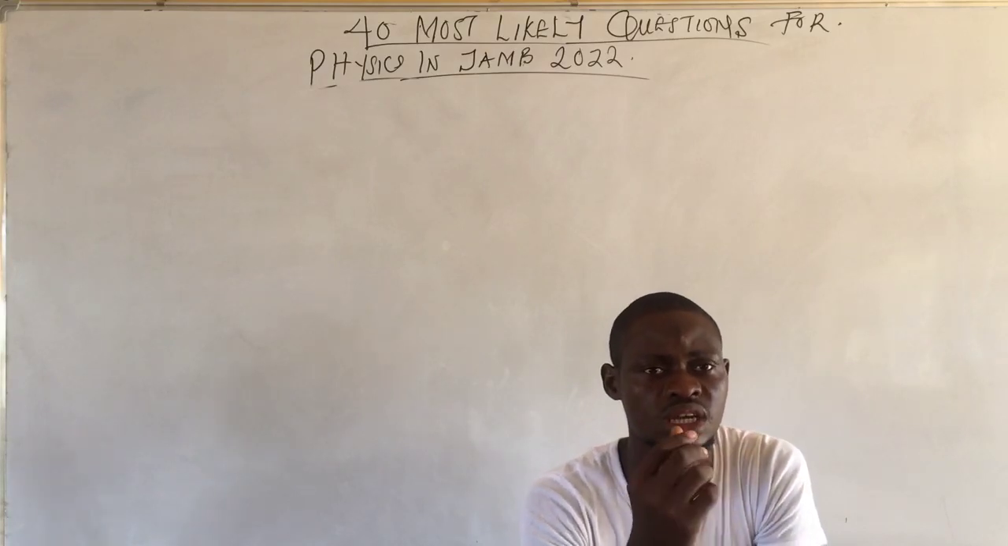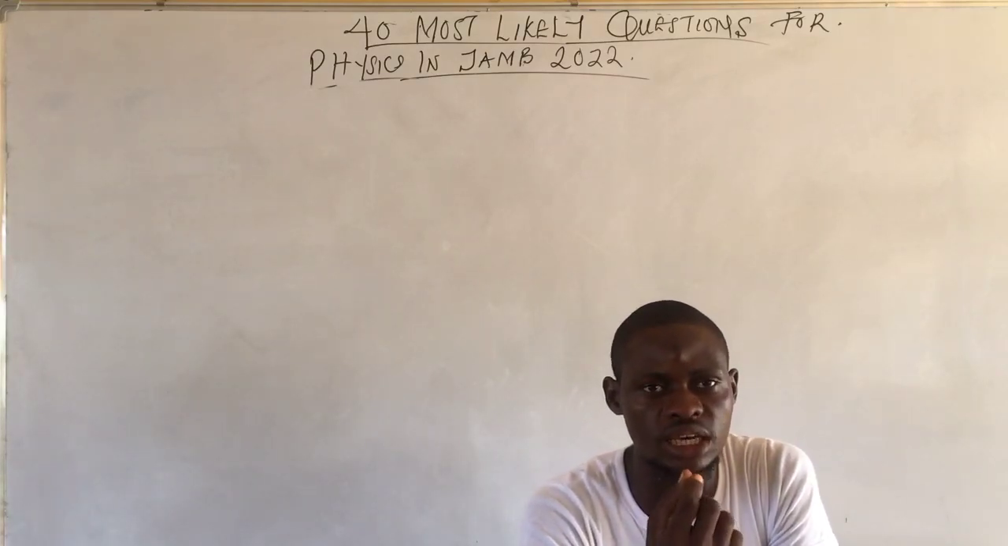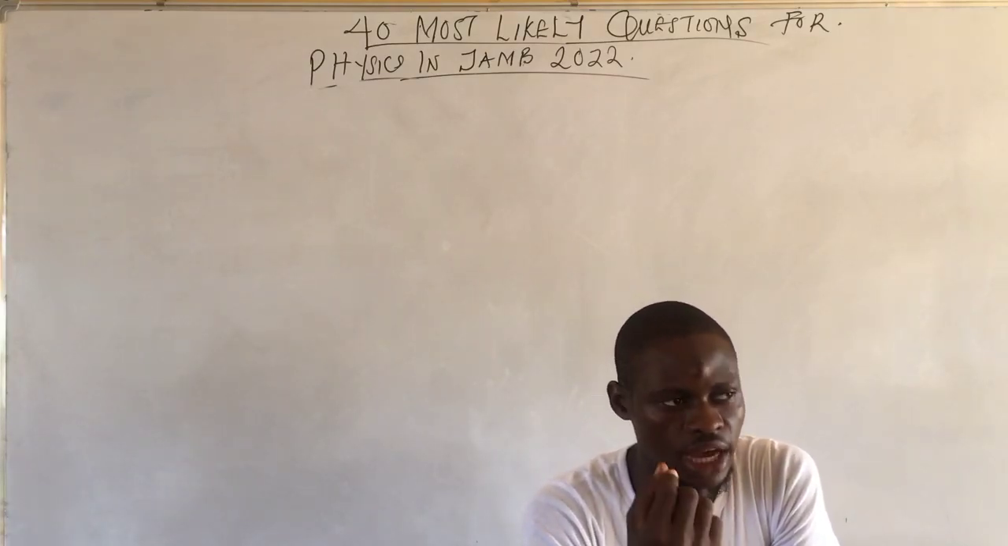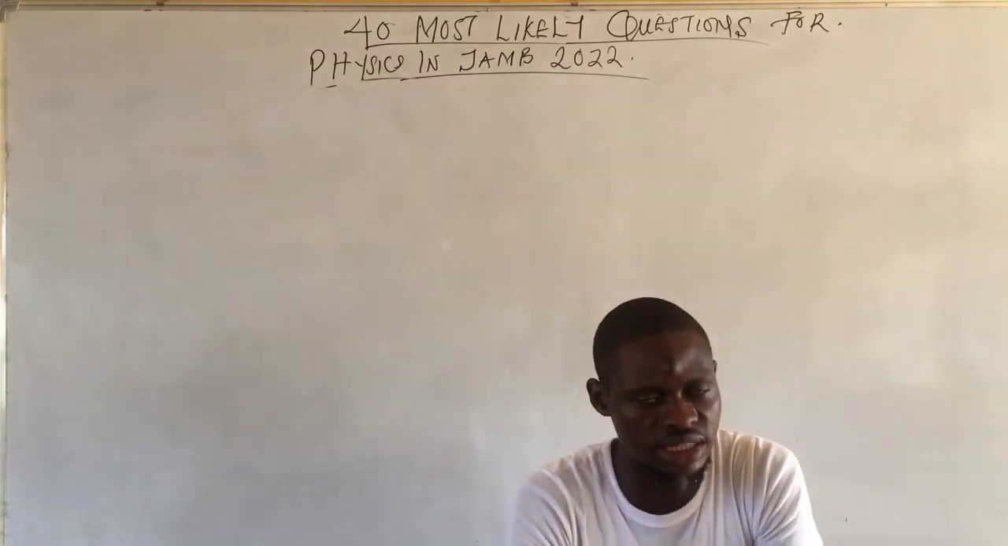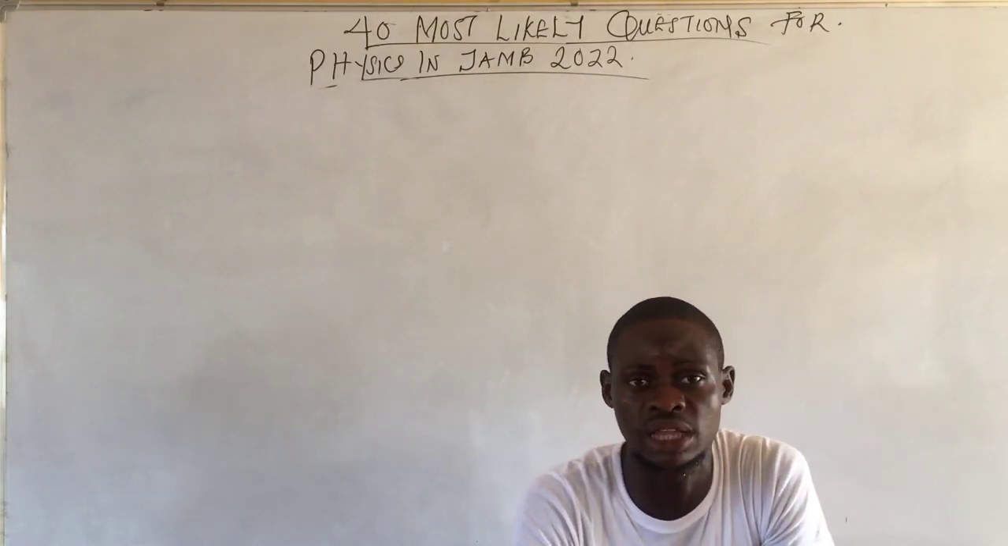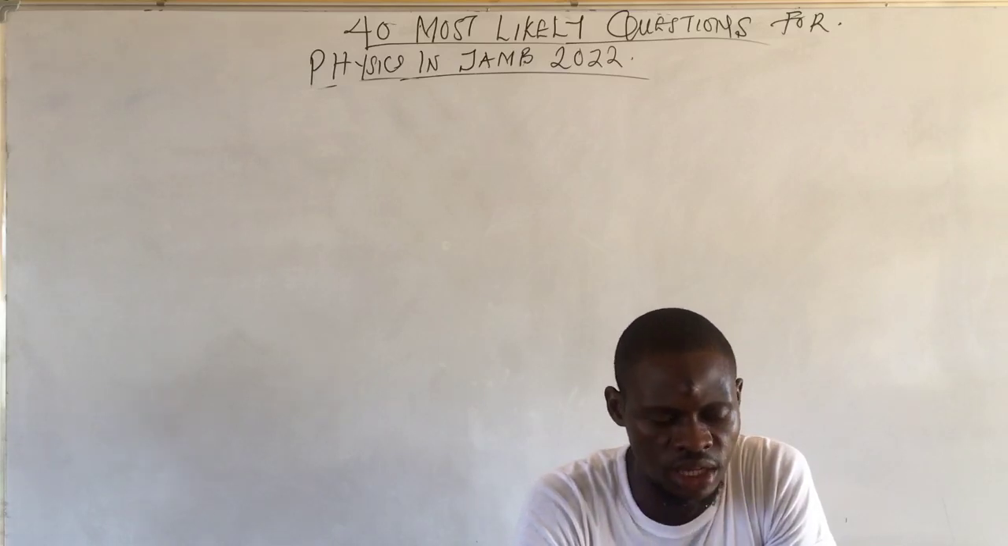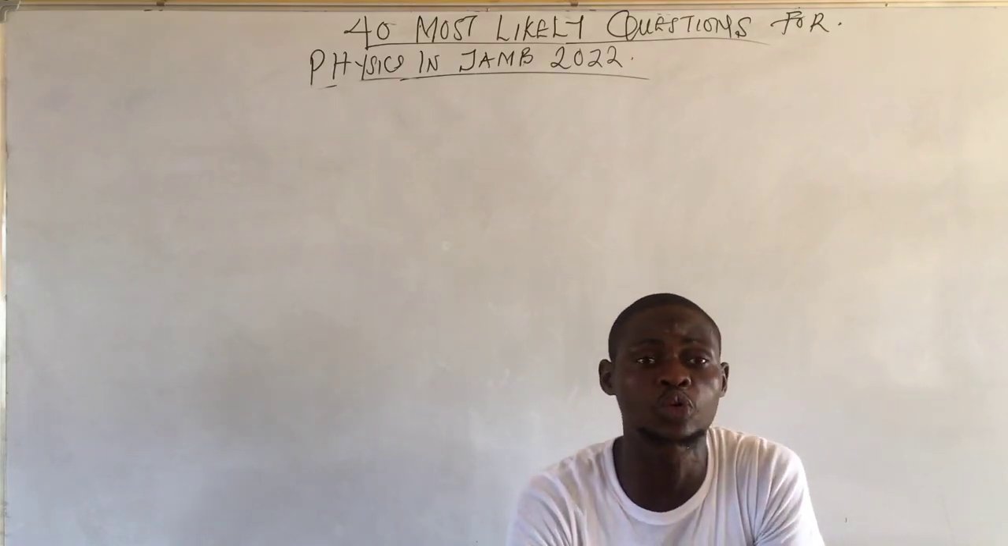Now today we are going to be starting with some questions, based on the topic in which each question is found. Let's start with the first question, that is what is most likely to be set in Jamb. The first question is found under physical quantities.